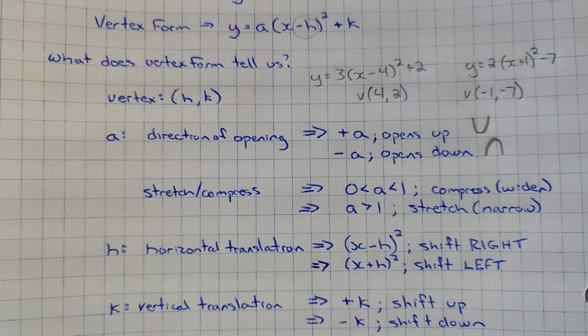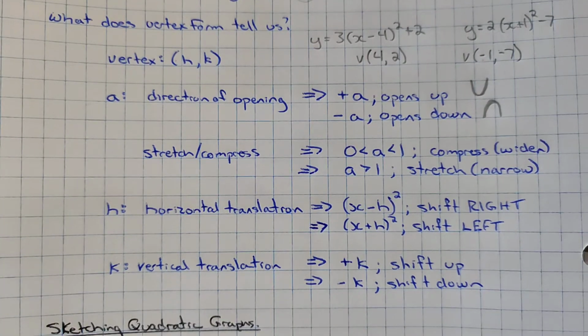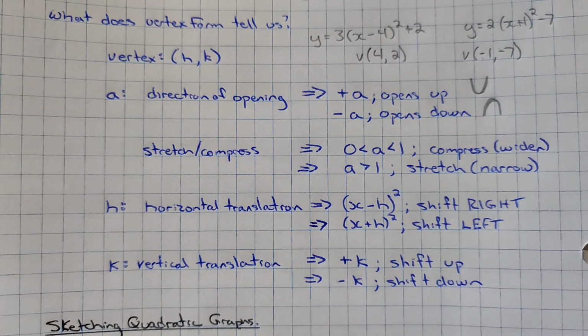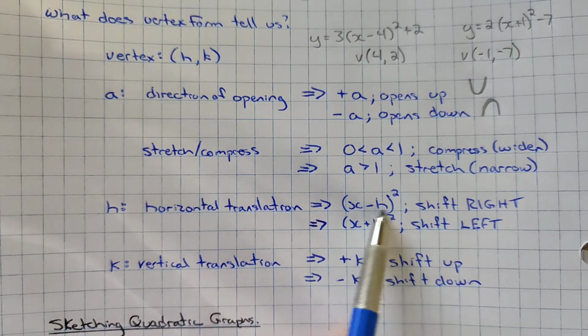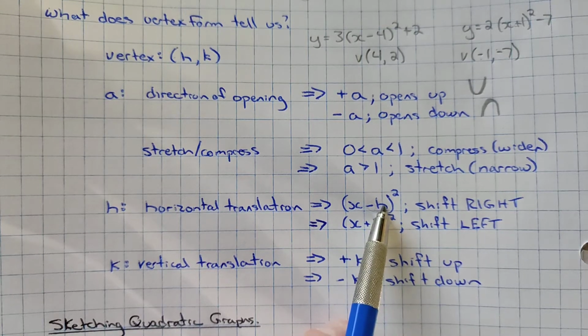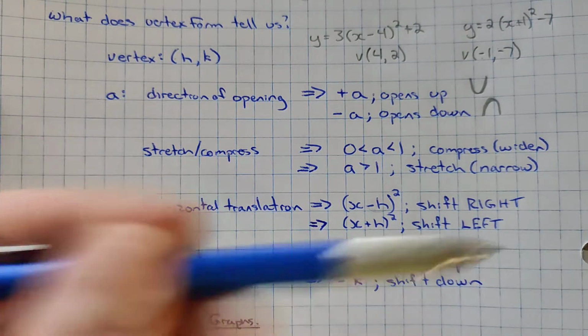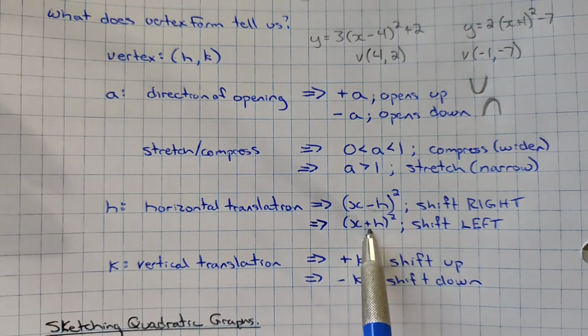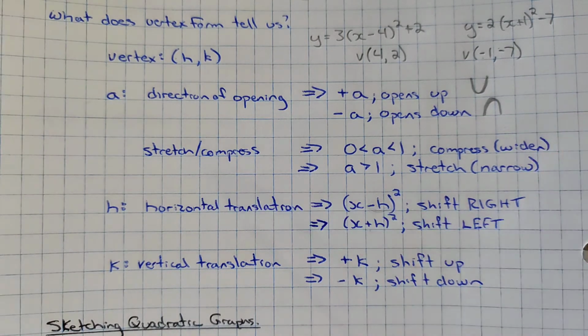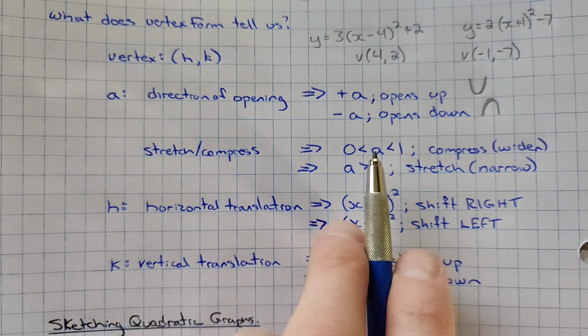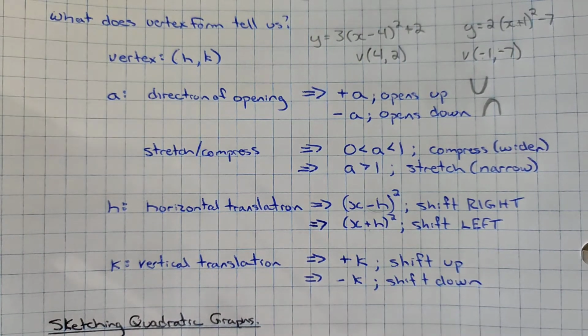The h value by itself tells us the horizontal translation, how much the graph has shifted left or right. If we have an x minus h situation, then the graph shifts to the right. If we have an x plus h situation, then the graph shifts to the left. And k gives us our vertical translation. That means up and down. If k is positive, everything shifts up. If k is negative, everything goes down.